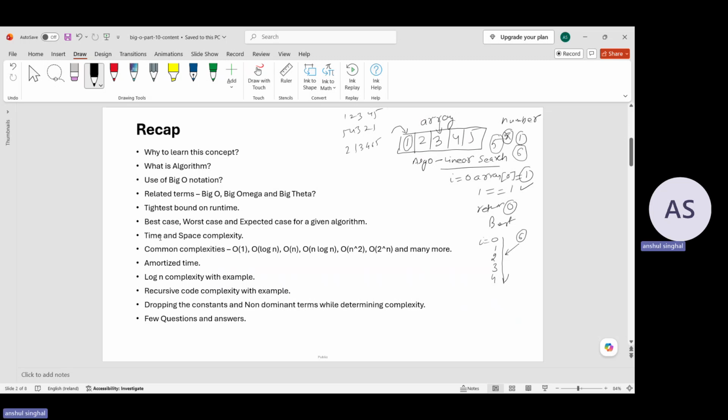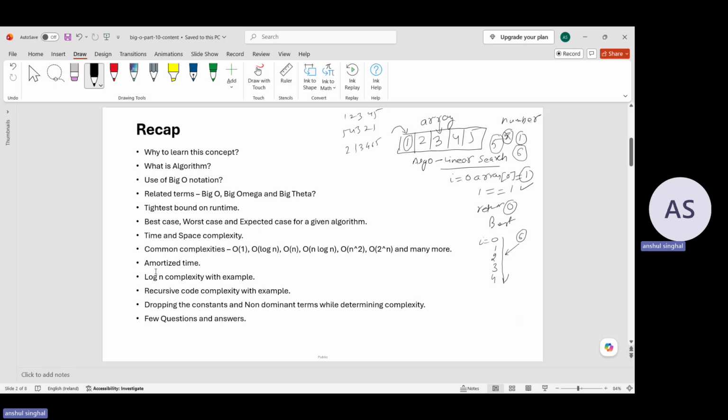So time complexity is runtime, how much time a given algorithm will take in terms of size of the input. And space complexity is how much space it is going to use in terms of input size, right? Then we looked at some common complexities or common patterns, which are order of 1, order of log n, order of n, order of n log n, order of n square, order of 2 raised to the power n, and many more.